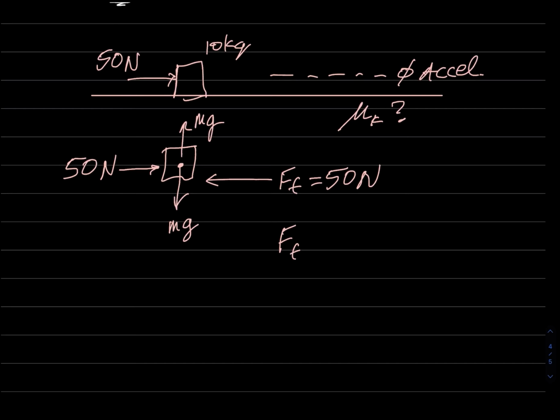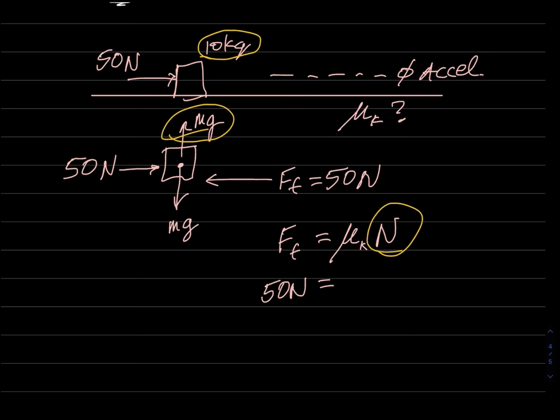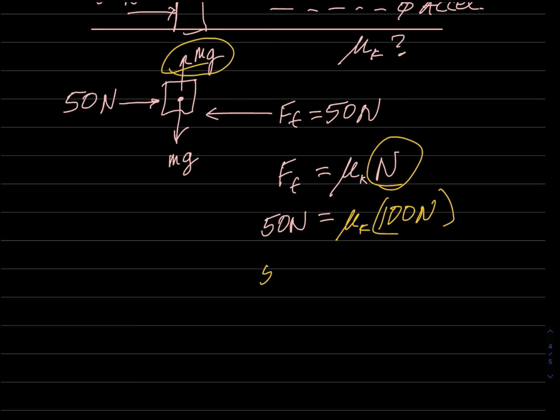So we have the friction force is the coefficient of kinetic friction, because it's moving, times the normal force. We've figured out that the friction force better be 50 newtons. We know that the normal force is 100 newtons for a 10 kilogram box. So the coefficient of kinetic friction is 1/2.